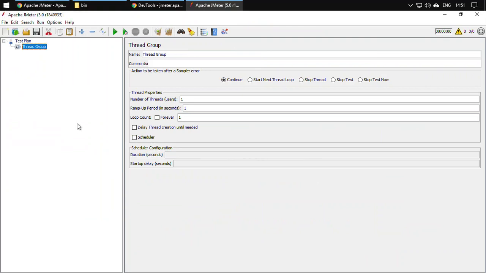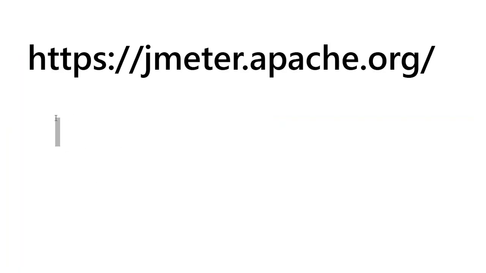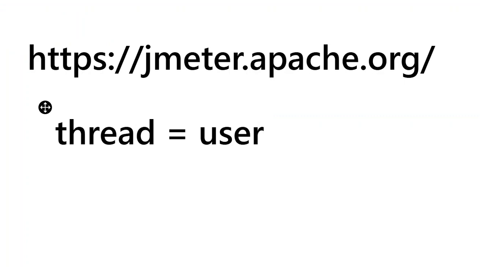So thread group is something which replicates users. Okay, it does not replicate user action, but it virtualizes users. So thread group directly means user group. Okay, thread means user. Okay, let me jot it down as well. So thread equals user. Okay, what kind of user? Virtual user.